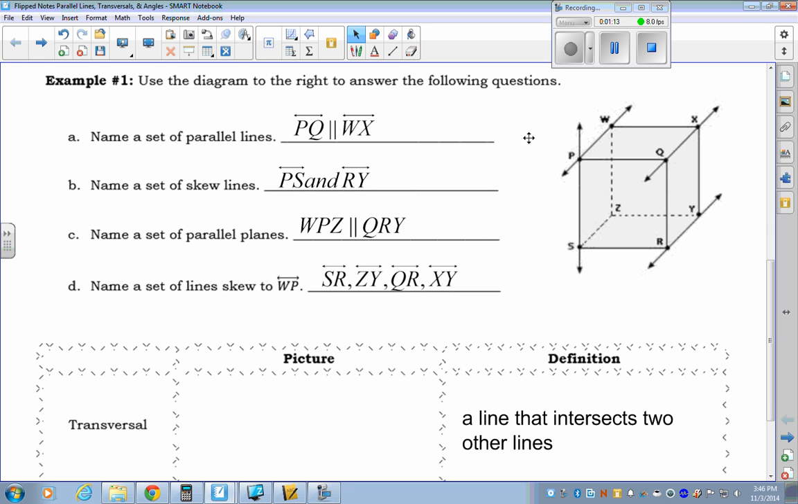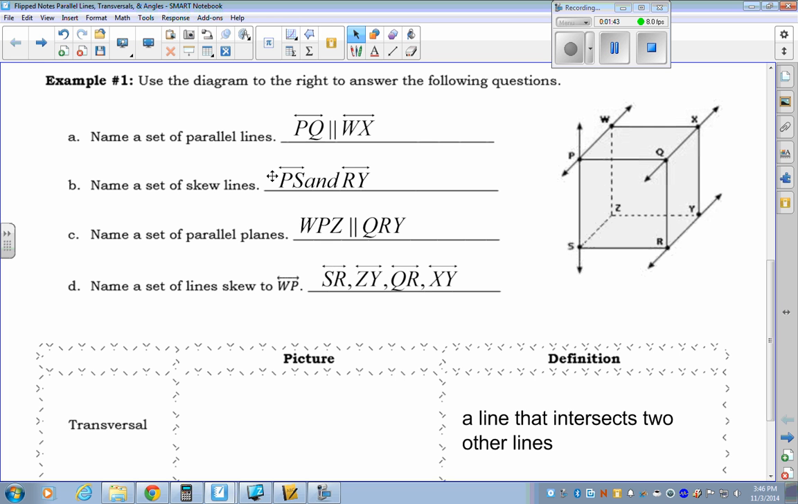Okay, so using this diagram over to the right of this cube, we can answer these questions. Name a set of parallel lines. So there are lots of different answers. I picked PQ and line WX, but PQ is also parallel with SR. It's also parallel with line ZY. And you could pick a different line to start. You could start with PS, and then WZ is parallel to QR, XY. So you can pick any set of parallel lines that you'd like.